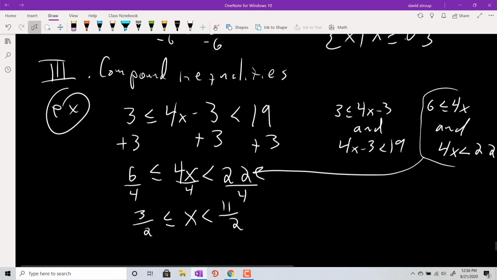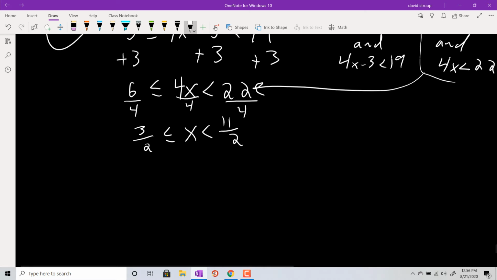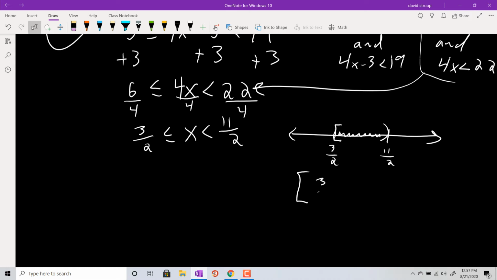And unless I screwed something up, I feel like I screwed something up. Yeah, there's just a problem in my notes. I think that's right. So on the number line, 3 halves is down here somewhere. 11 halves is greater than that. And we want everything in between, but not including 11 halves. So the solution is 3 halves to 11 halves. Okay. And set builder notation if you wish: x such that x is greater than or equal to 3 halves, but less than 11 halves.